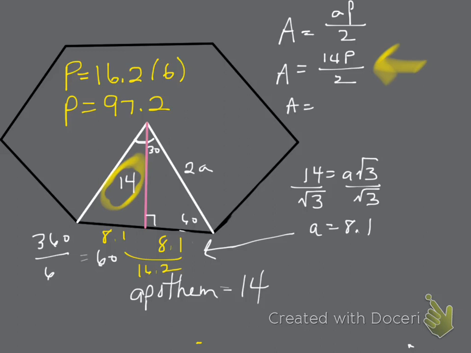Now I can go back in here and plug in the rest of my formula. So area is equal to 14 times 97.2 divided by 2. If you simplify that out, you could cancel and do 7 times 97.2. Then you find out that your area is going to be equal to 680.4.